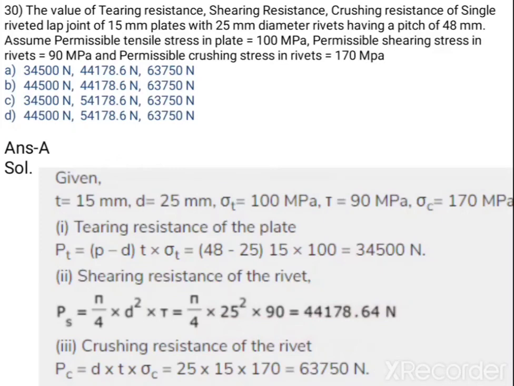No need to calculate the crushing resistance. If you want to calculate, you can just check the value of the crushing resistance of the rivet. Just use the crushing stress. For crushing stress, there are two parameters, diameter and thickness only. So just calculate that, diameter into thickness into stress, and you will get 63,750 Newton, and from all the values, option A closely matches. So we can write option A is right for that.